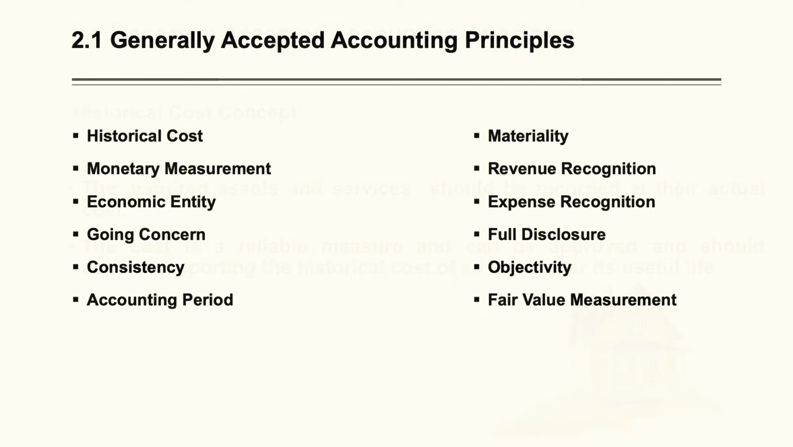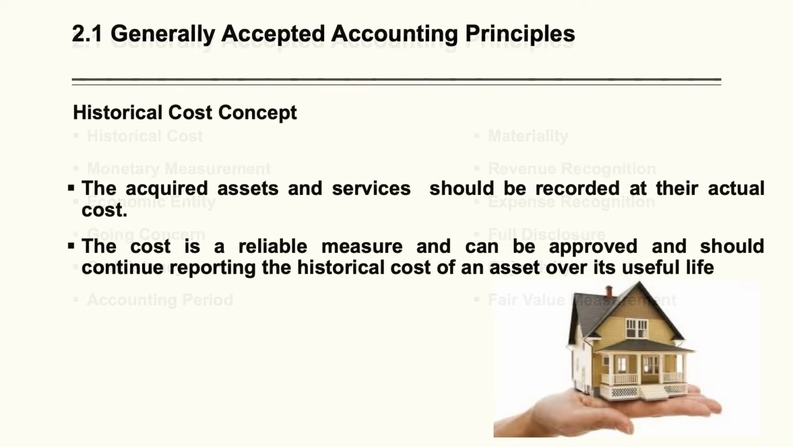Let me start with the first one, historical cost concept. Second, monetary measurements, followed by economic entity, going concern, consistency, accounting period, materiality, revenue recognition, expense recognition, full disclosure, objectivity, and lastly is fair value measurements. So let us look at the first one, the historical cost concept. So what does it mean?